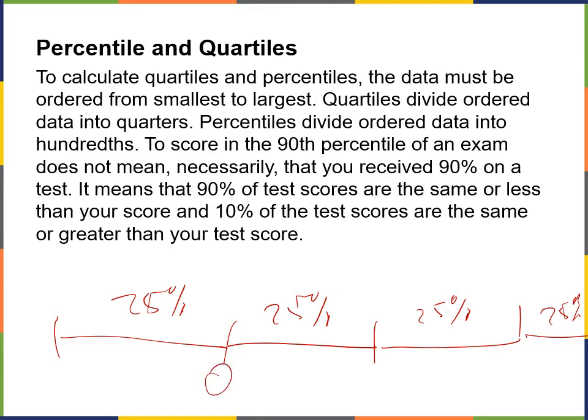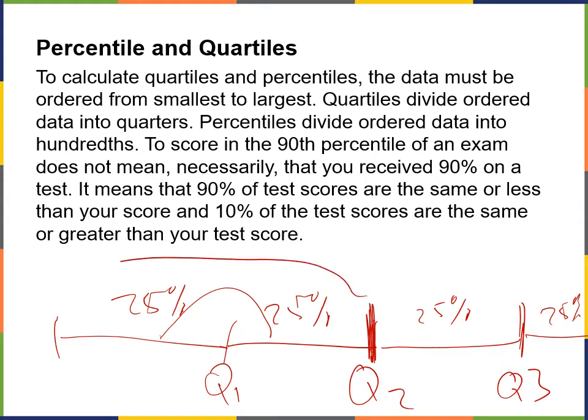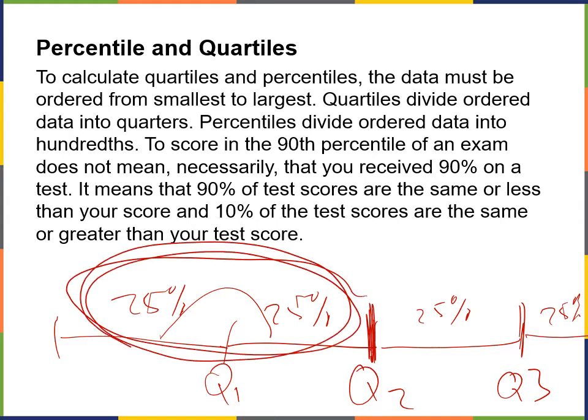The one that separates the first 25 from the second 25 would be Q1, quartile 1. This one would be quartile 2, and this one would be quartile 3. So if you were sitting at quartile 2, half of your data, 50% total, would be below it, and half, 50%, would be above it.